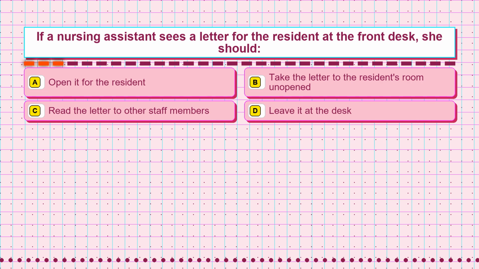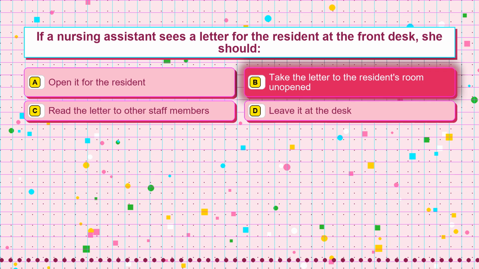Question 72. If a nursing assistant sees a letter for the resident at the front desk, she should: Option A, open it for the resident. Option B, take the letter to the resident's room unopened. Option C, read the letter to other staff members. Option D, leave it at the desk.